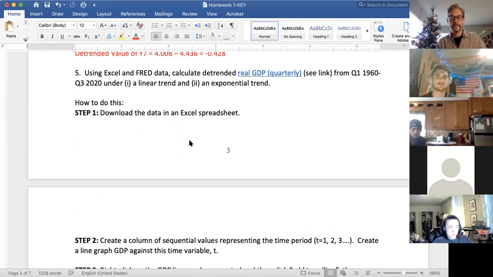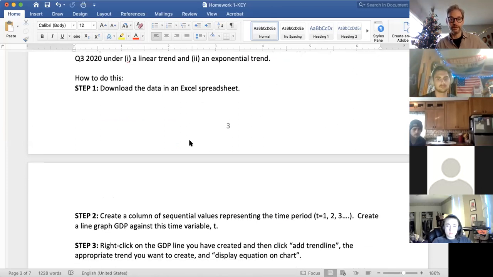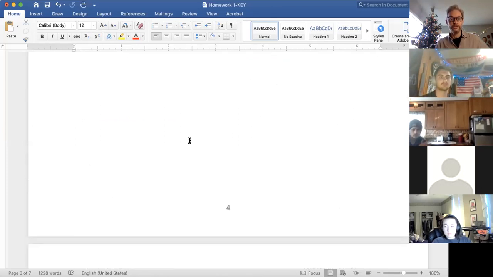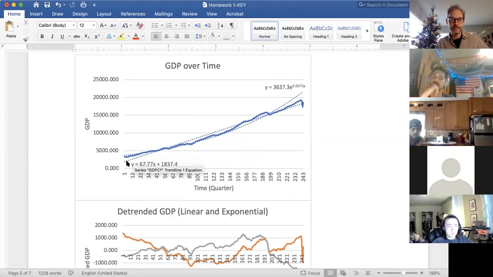Question number 5. Once again, I think most of us did pretty well on this question. This is the question where you're asked to calculate GDP and then detrend it using a linear trend first and an exponential trend, okay? When you did that, here's actually one graph. You can see what the linear trend looks like. It's obviously the linear dotted line. And what does the exponential trend look like? It's the curved dotted line, right?